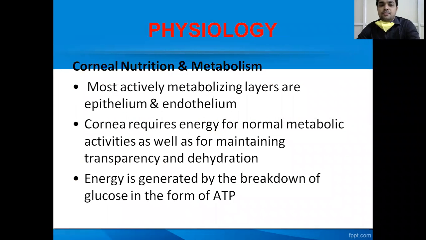So physiology: the most actively metabolizing layers of the cornea are the epithelium and endothelium. Like any other tissue, the cornea requires energy for normal metabolic activities, as well as for maintaining transparency and dehydration. So energy is generated by breakdown of glucose in the form of ATP. So the main metabolizing layers of the cornea are the epithelium and endothelium.